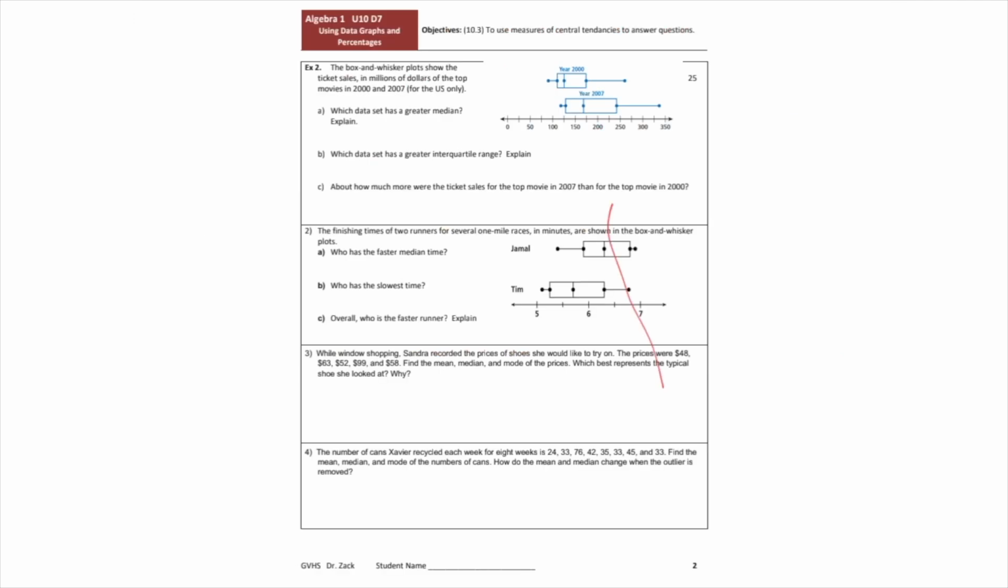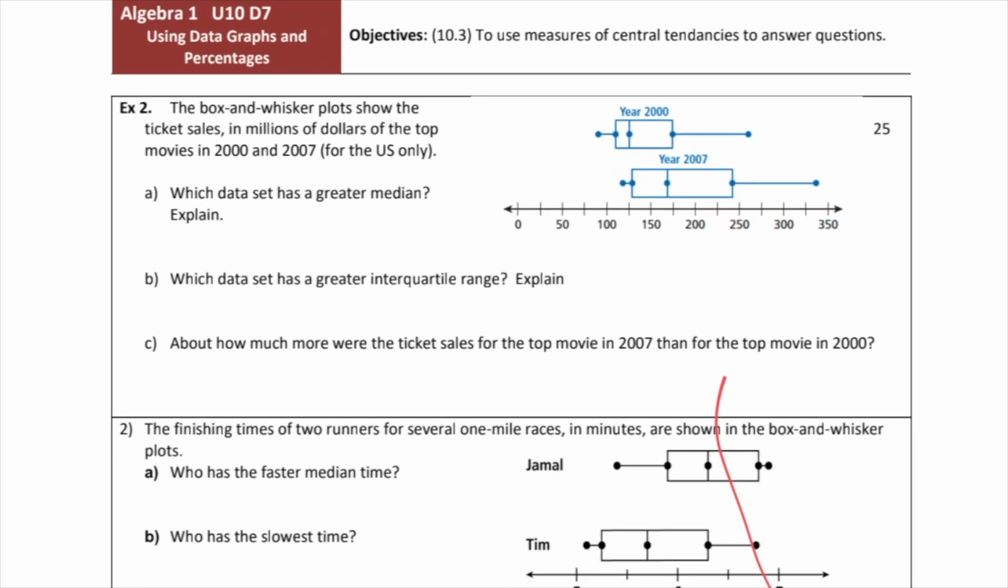Now we're going to take a look at example 2. For example 2, we are looking at our box and whisker plots, which we know are just fabulous ways to display data. In this box and whisker plot, we have the ticket sales in millions of dollars of the top movies in 2000 and 2007. So you can see the top one here is the year 2000, and the next one is 2007.